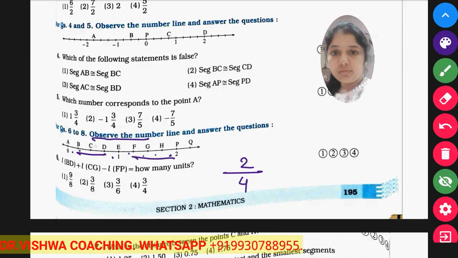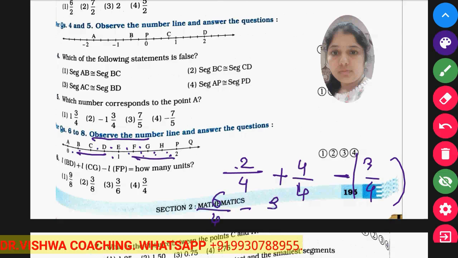And length of CG is 1, 2, 3, 4, means 4/4, which means 1. Okay. And we have to add both of them, and we have to subtract the length of FP from it. So length of FP is 1, 2, 3, 4 again, 3/4. Okay, so like this you have to solve. So it becomes 6/4 minus 3/4. So your answer is 3/4. Option number 4. Okay, understood?